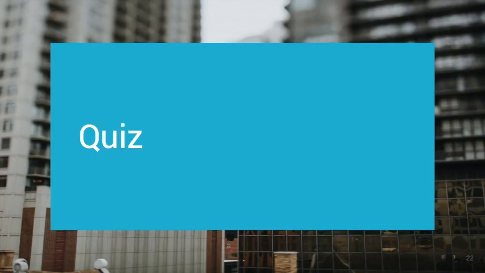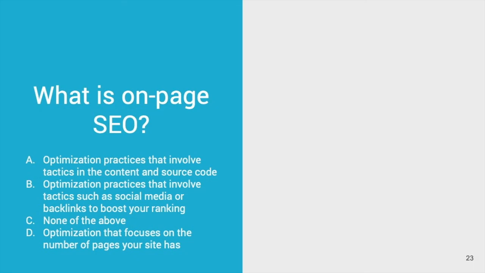So quiz time. What is on-page SEO? So I know we talked about on-page and then off-page SEO. So is it A, optimization practices that involve tactics in the content and source code? B, optimization practices that involve tactics such as social media or backlinks to boost your ranking? C, none of the above? Or D, optimization that focuses on the number of pages your site has?